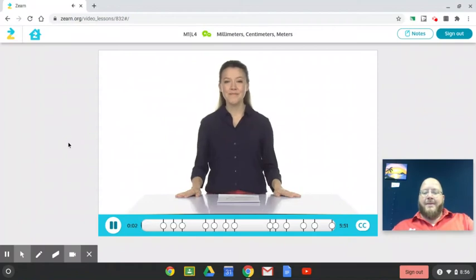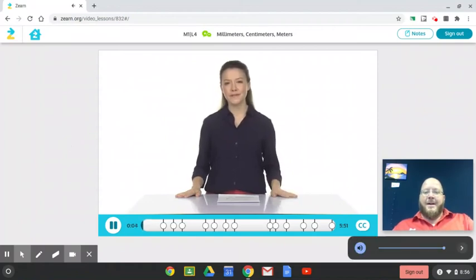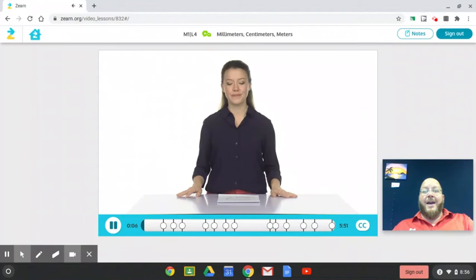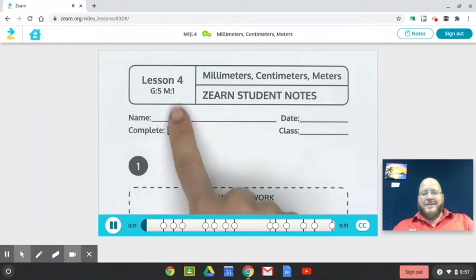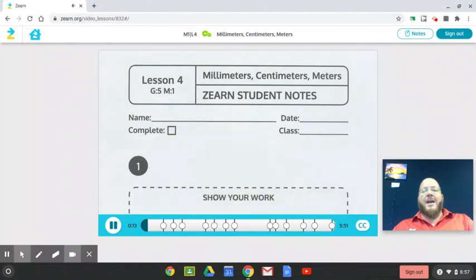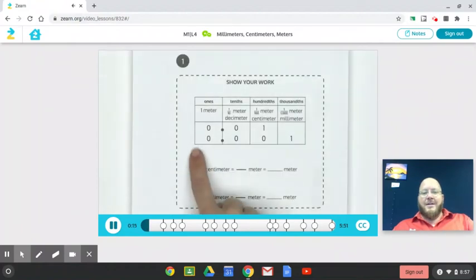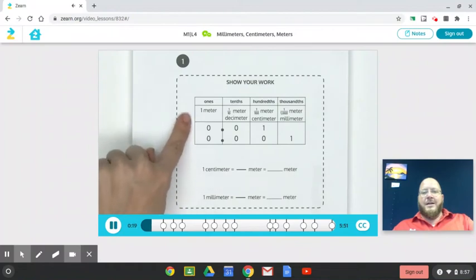Hi, Zearner. Hello. Today, we'll find the lengths of objects in meters, centimeters, and millimeters. Okay. Let's start with your notes. Okay. We're working on Mission 1, Lesson 4. Oh, okay. Here's our place value chart with metric length units. Okay. 1 meter is the base unit, or the ones place.